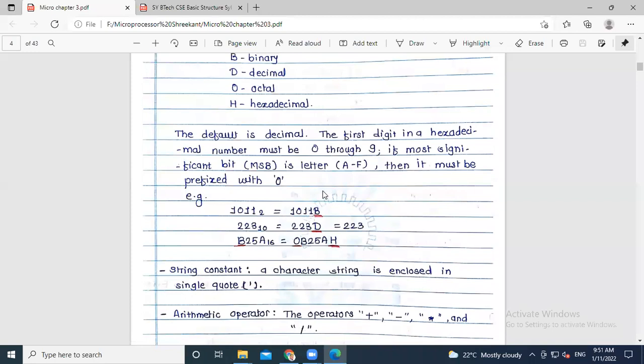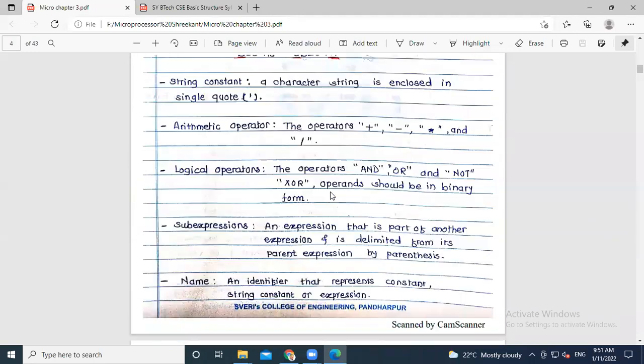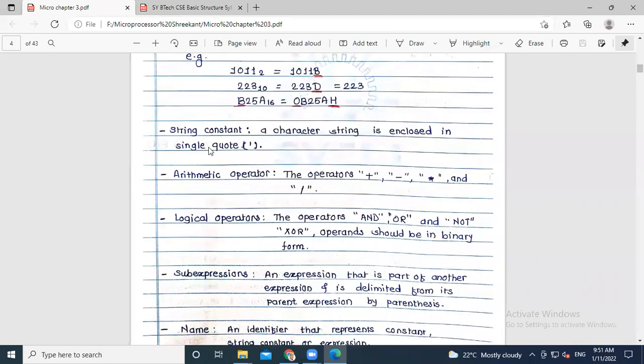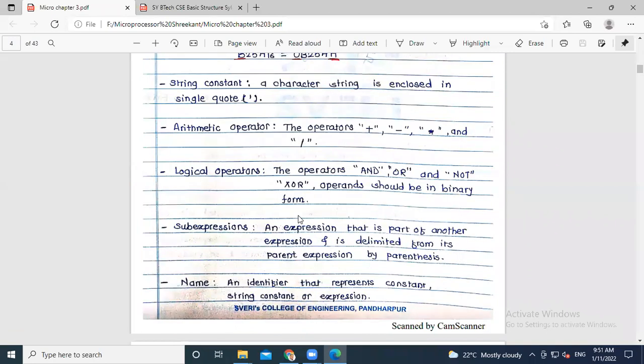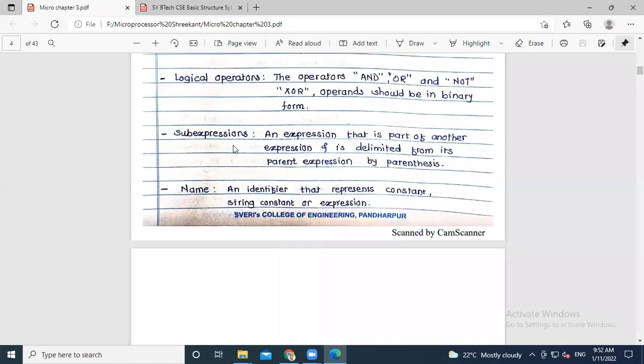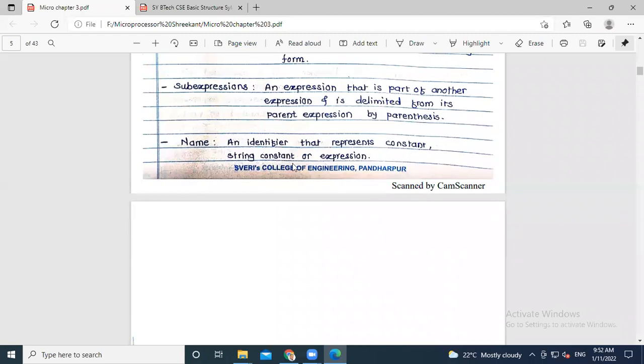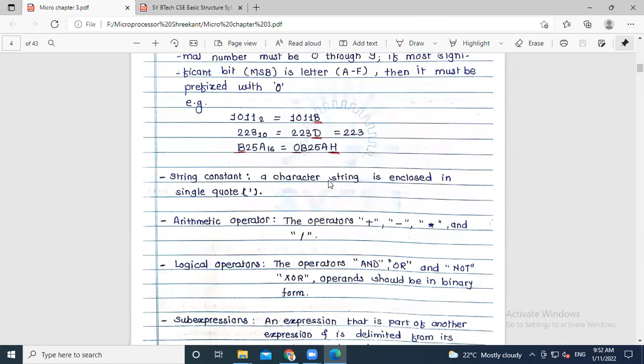Now we have to start with some rules, that is naming conventions, and also the string constant of a character. Again here we have to study different types of operations, like arithmetic operations: addition, subtraction, multiplication, and division. This is the first program for your lab sessions. And logical operations like the operators AND, OR, NOT, NAND, XOR, XNOR. These are the logical operations. And subexpressions for elimination, modification, and deletion also. And for the name, that is identifier, factors represent constant, string constant, or expressions. So these are the things we have studied.